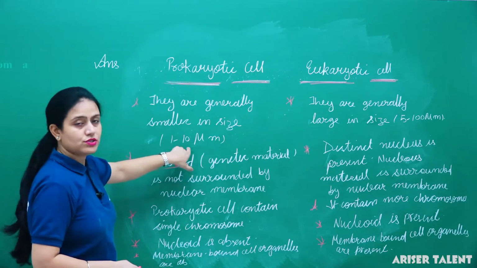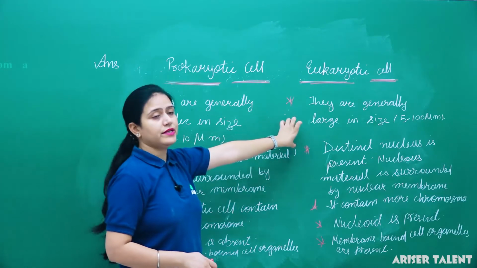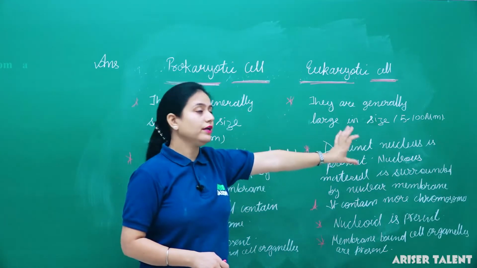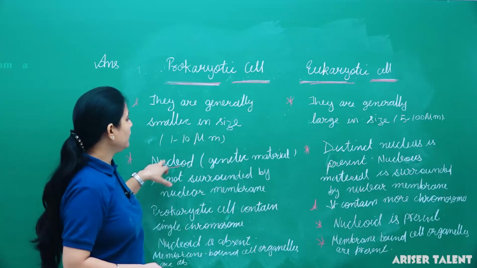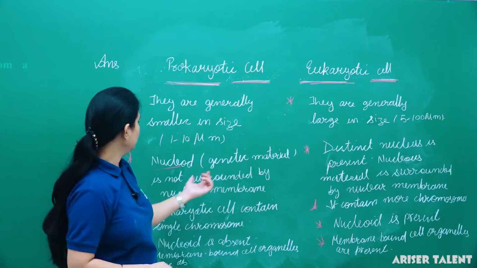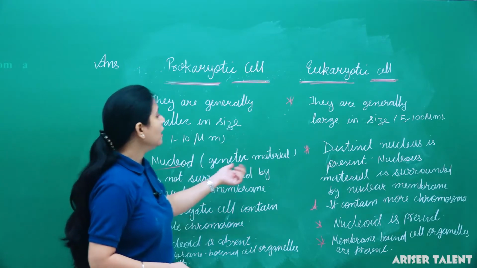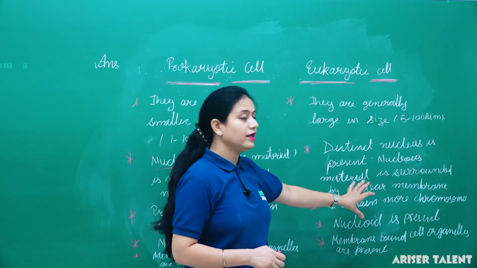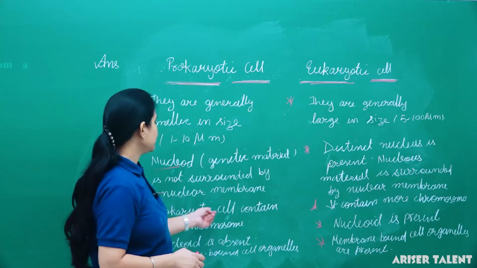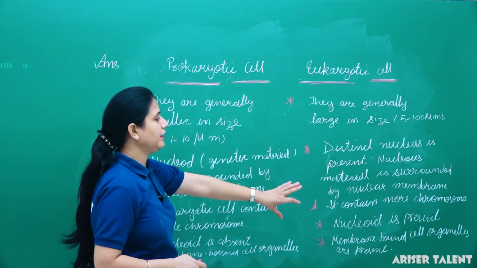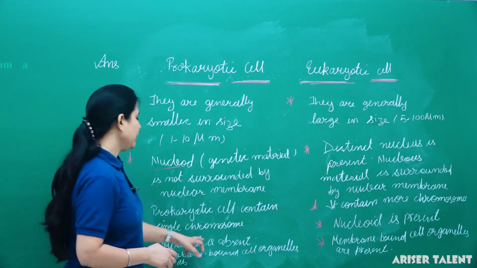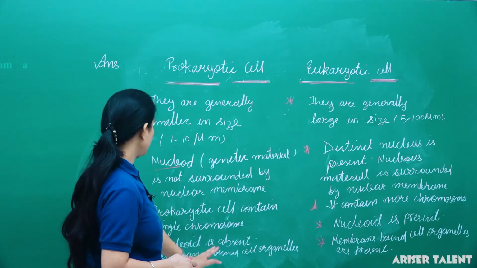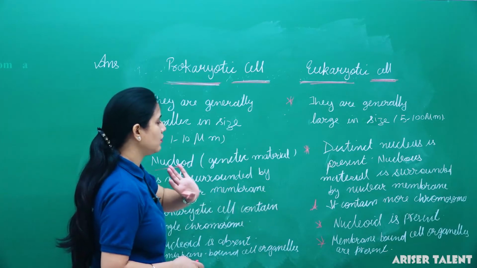size, from 1 to 10 micrometer. Eukaryotic cells are generally larger in size, like 5 to 100 micrometer. Nucleoid means genetic material is not surrounded by nuclear membrane, and a distinct nucleus is present in eukaryotes, where the genetic material is surrounded by nuclear membrane. Prokaryotic cell contains a single chromosome. It contains more chromosomes. Nucleoid is absent. Their nucleoid is present. Okay, membrane bound cell organelles are absent. Membrane bound cell organelles are present.